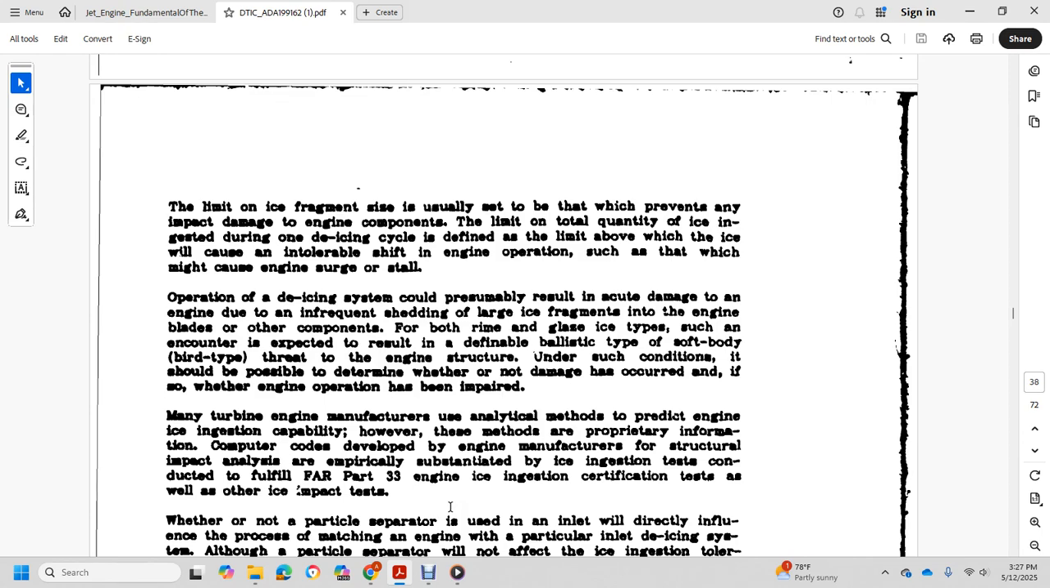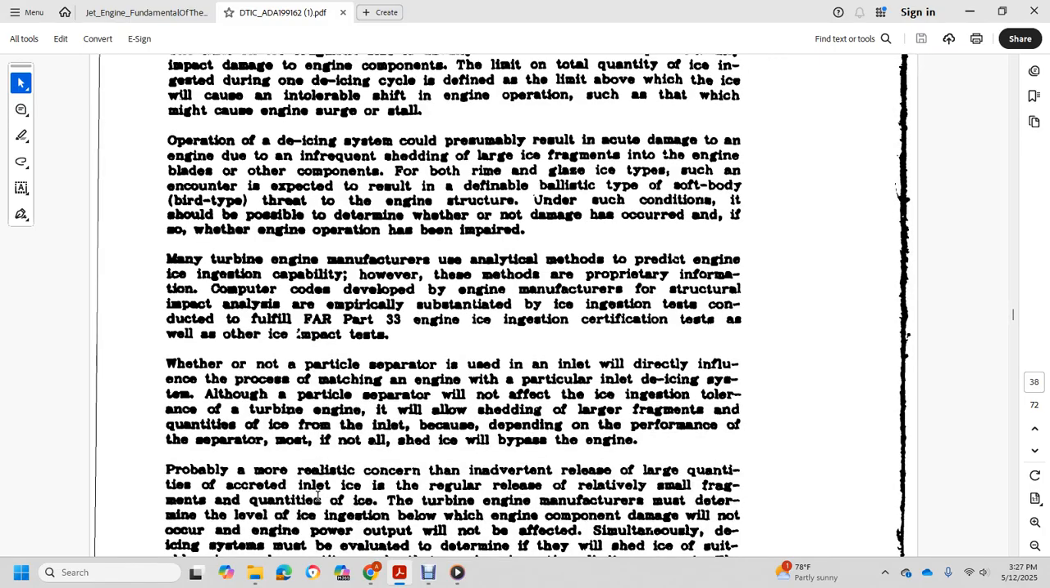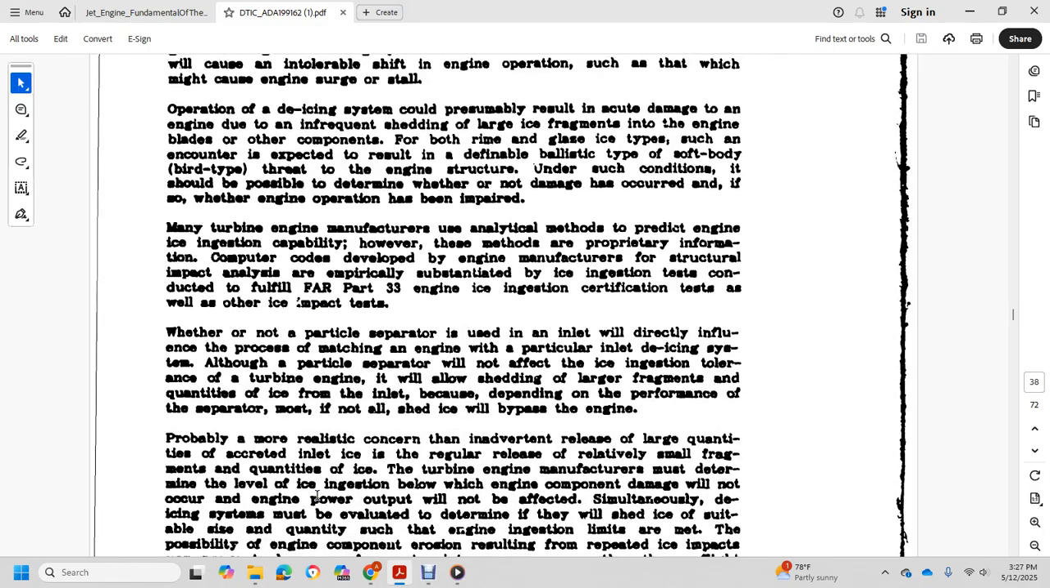Such an encounter is expected to result in a defined ballistic type of threat, like a soft body bird type, to the engine structure. Under such conditions it may not be possible to determine whether or not damage has occurred, or whether the engine operation has been impaired. Many turbine engine manufacturers use analytical methods to predict engine ingestion capability. However, these methods are proprietary information, computer codes developed in engine manufacturer structural analysis and empirically sustained by ice ingestion testing, conducted to fulfill Federal Aviation Regulation Part 33 engine ice ingestion certification tests as well as other ice impact tests.